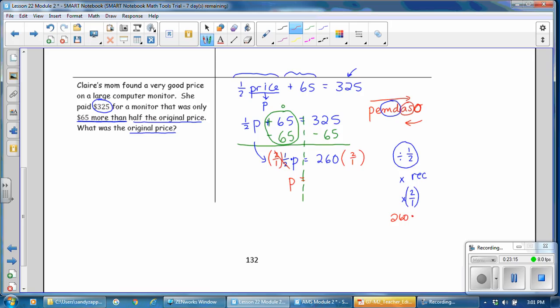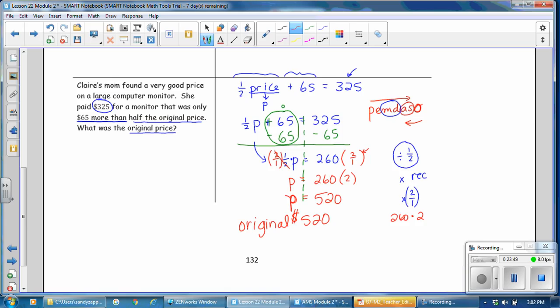And 260 times 2/1 is the same as 260 times 2, because a number divided by 1 is itself. So I'm just going to write that here so you can have that step. Remember that 2/1 is equal to 2. And then we do that multiplication and we get $520. So what that means when you have P, it says what was the original price. So the original price is $520.